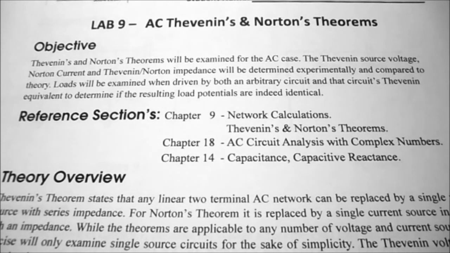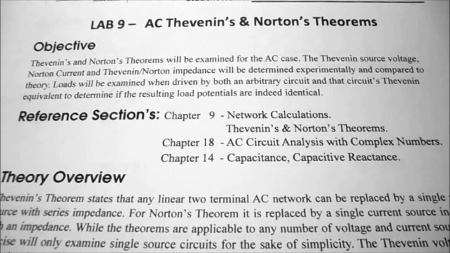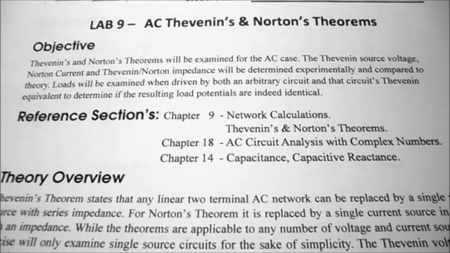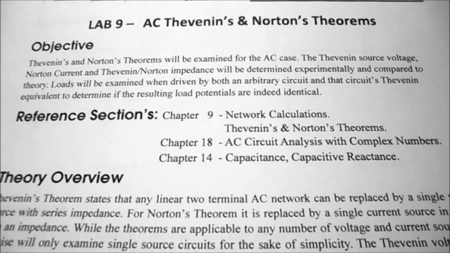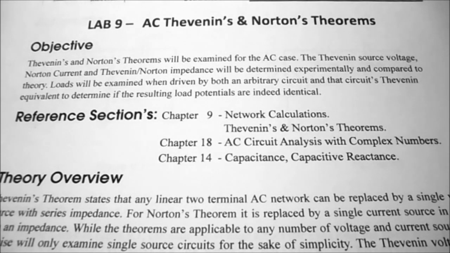Under reference sections, I'm referring to Schaum's Outlines, Basic Electricity, 2nd edition. We need to review Chapter 9 on Network Calculations, Thevenin and Norton's Theorems. Chapter 18, AC Circuit Analysis with Complex Numbers. And a review of Chapter 14 talks about capacitance and capacitive reactance.